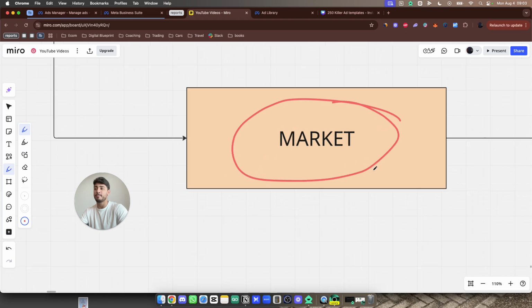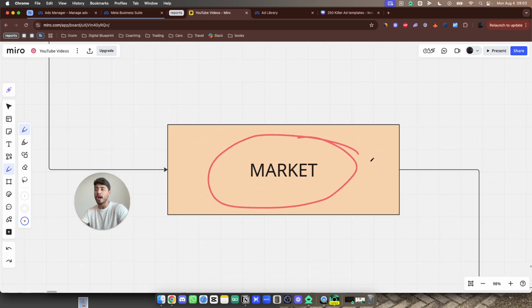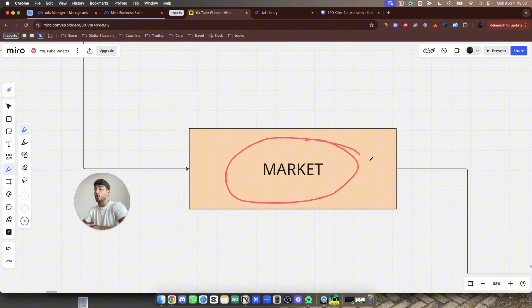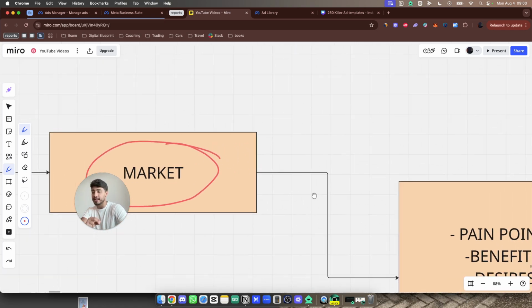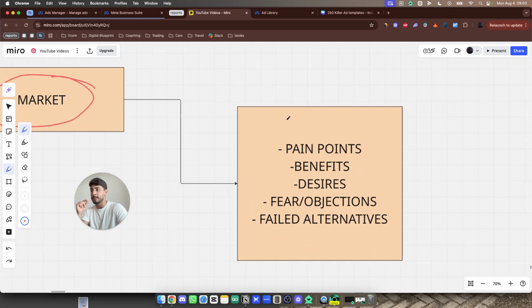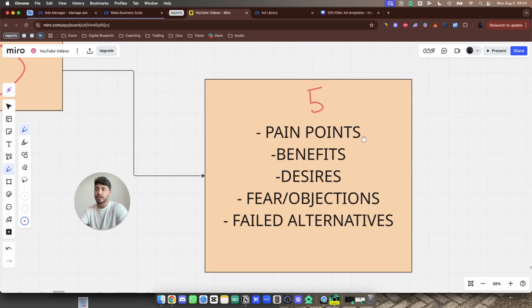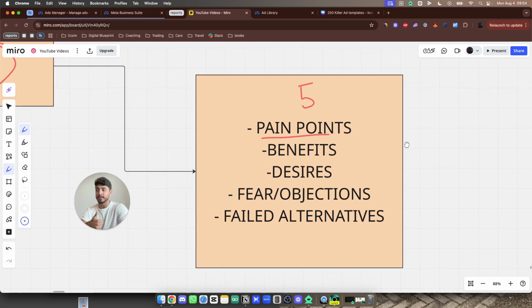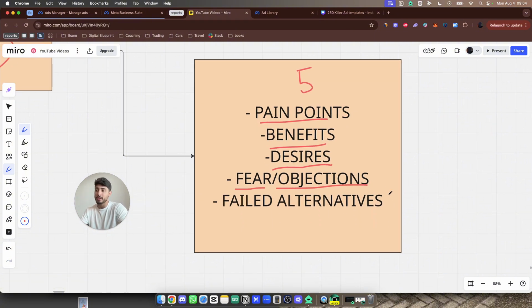Now, then we have the market. What is our market? Once you have the product and you know who you're selling to, you need to understand those people. The best way to understand them is by these 5 drivers, which are basically: the pain points they're experiencing, the benefits they want out of the product, the desires they have before even buying into the product, the fears and objections they have before buying the product, and failed alternatives, like other products they've tried before or other things they've tried to solve their problem. This is what we need to go into.